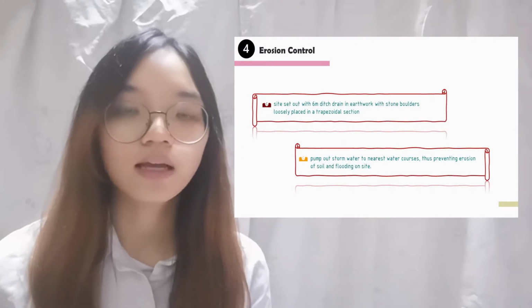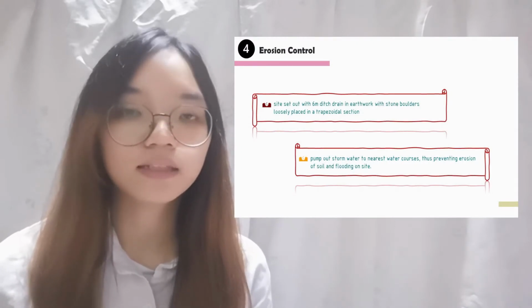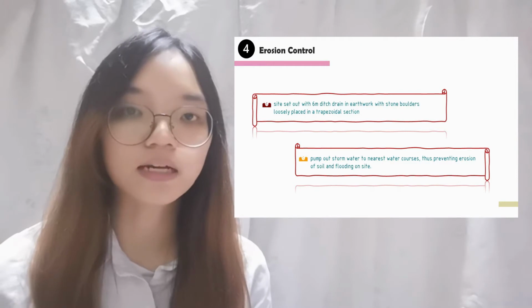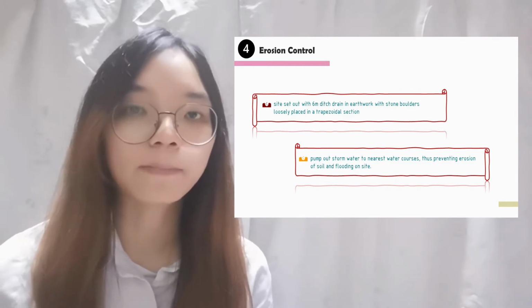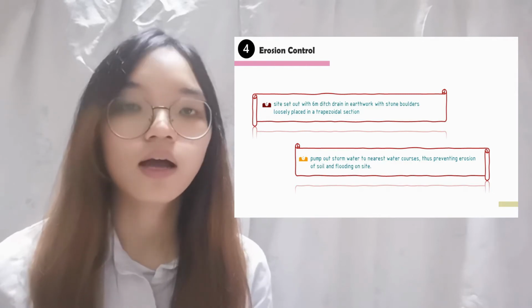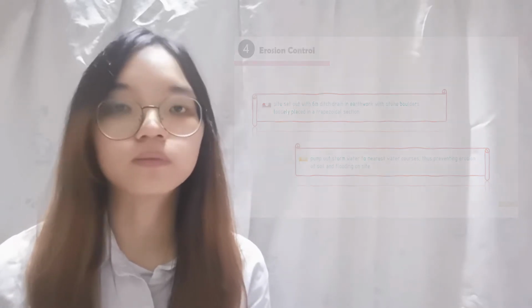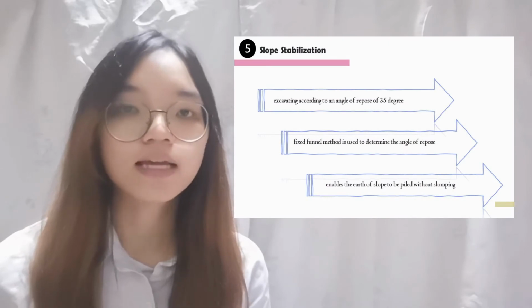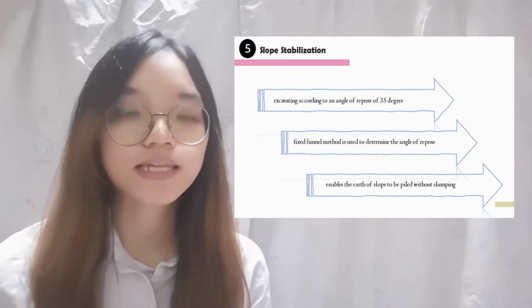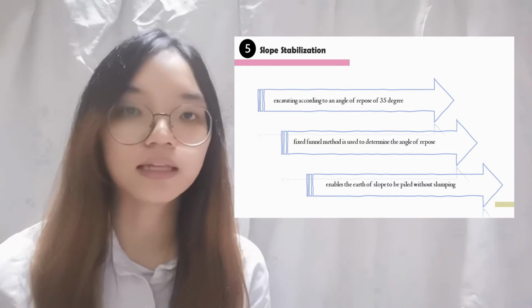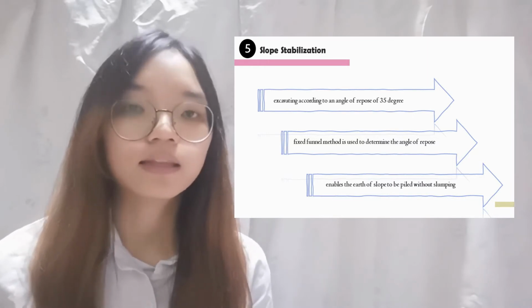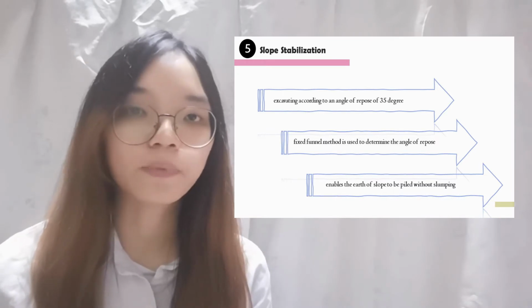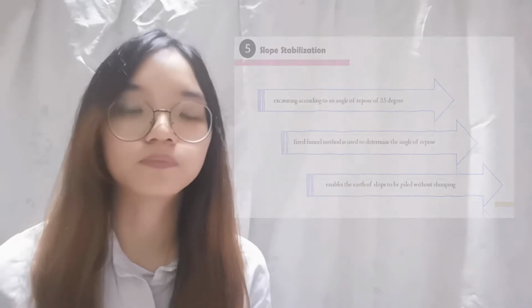The next one is soil erosion control. A 6-meter ditch drain is constructed in earthwork to pump out the stormwater and to avoid soil erosion and flooding. The next one is slope stabilization. The excavation work needs to be conducted at an angle of repose of 35 degrees. It is important to ensure that the earth is piled without slumping.